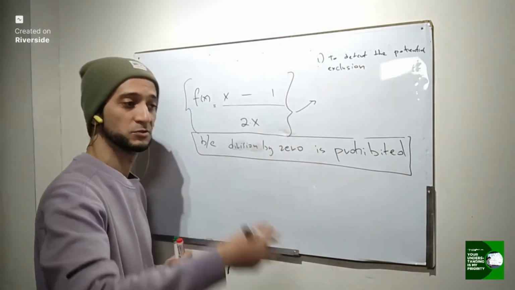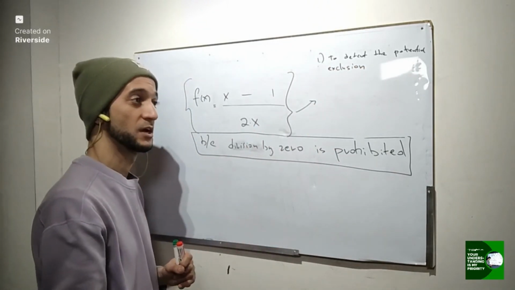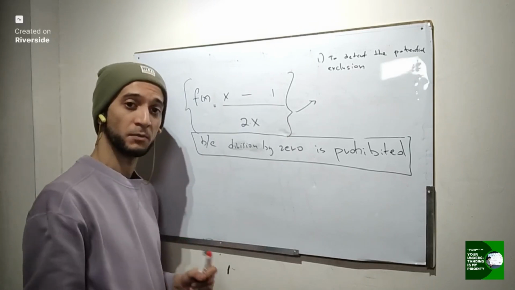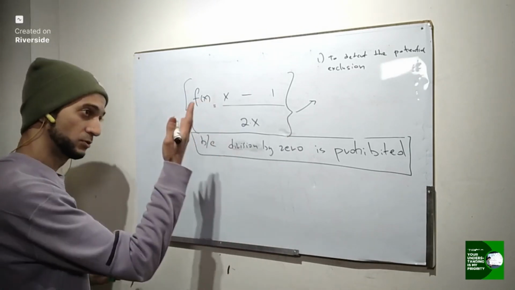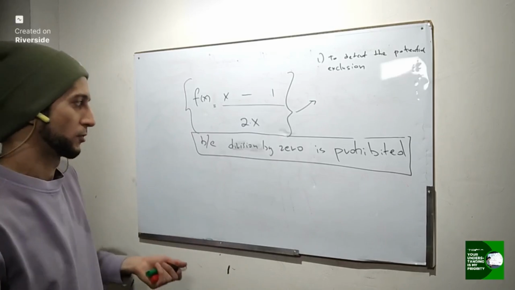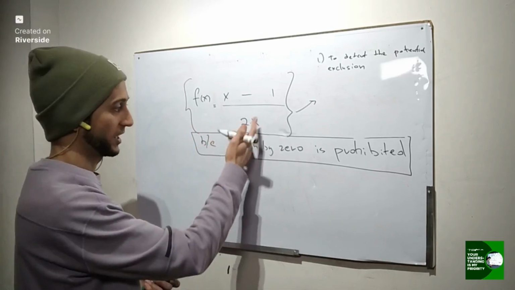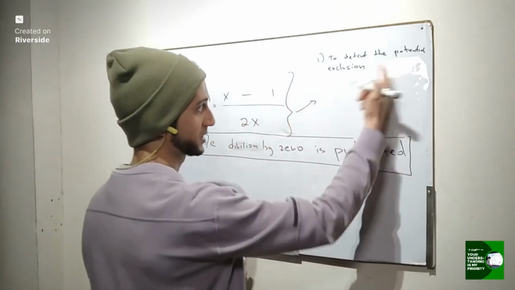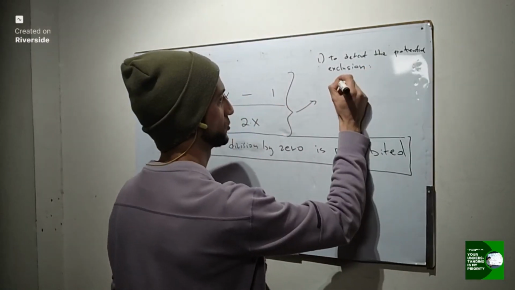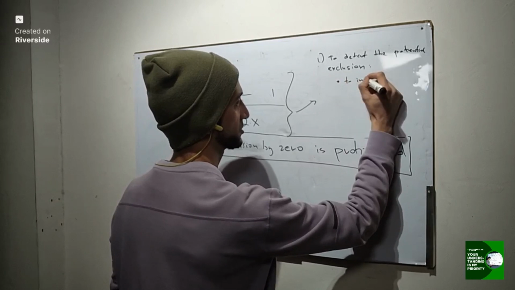And for that purpose, you need to know potential troublemakers. And to know that, you need to know what trouble is. And to know what trouble is, you already know that. You know that trouble in arithmetic is division by 0. That's one set of troubles. To detect the potential exclusion, we first have to investigate potential troubles.